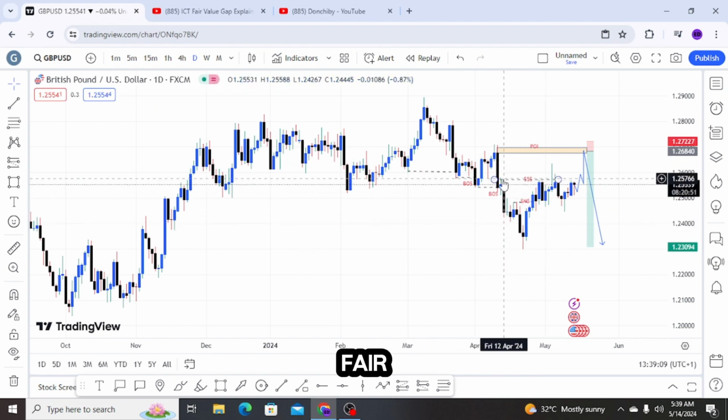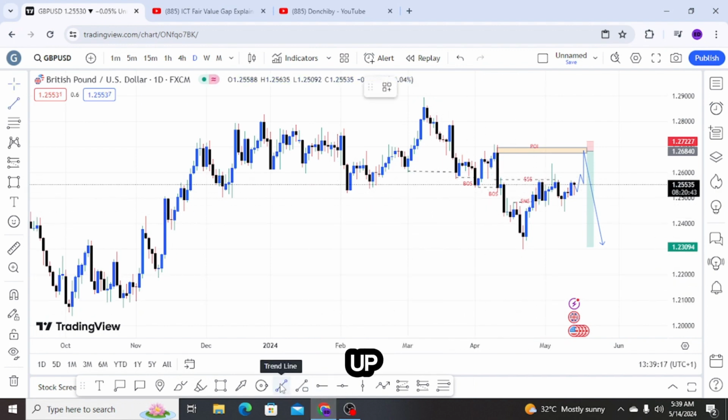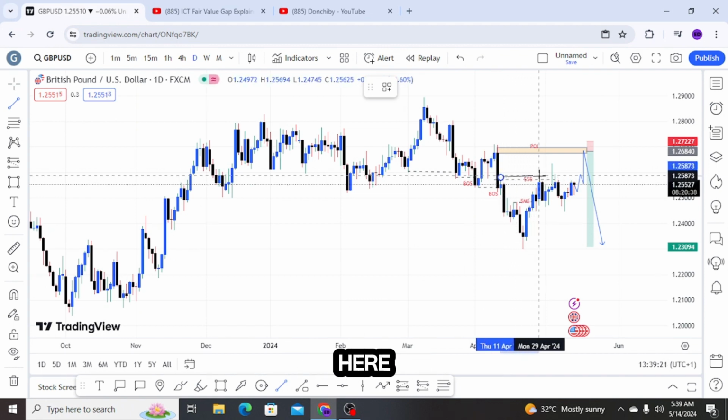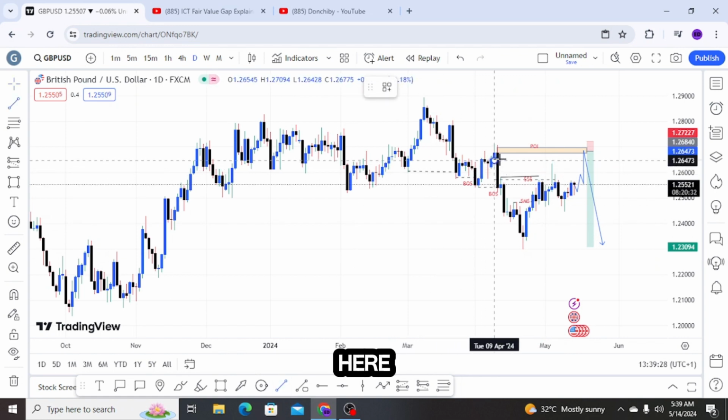So we have a fair value gap here. This is the daily time frame. You have to remember this. You don't enter a trade on the daily time frame, but look at this fair value gap here. Look at something here now, and this one up here.